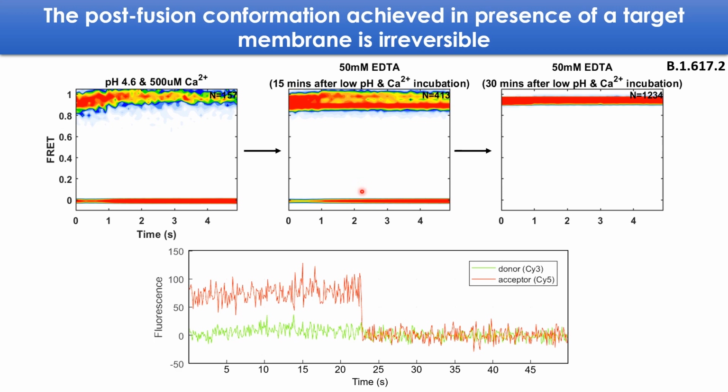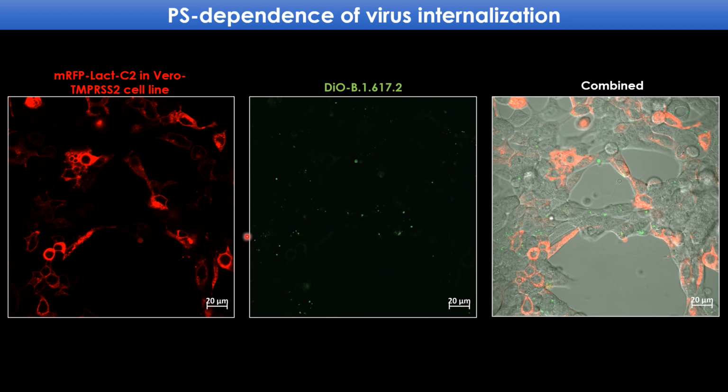So hence, in the presence of a target membrane, for example, the membrane of the host cell or the membrane of the liposome in my assay, the post-fusion conformation that is formed is highly stable and irreversible. And that is what leads to fusion of the virion with the host cell. So the next step was to understand if virus internalization is dependent on PS or not.